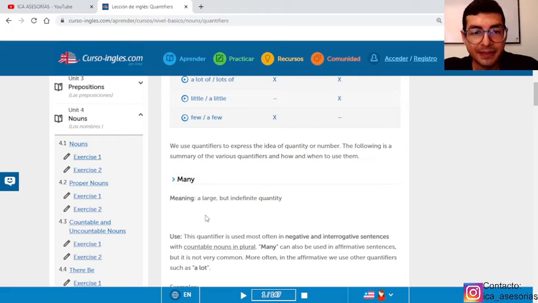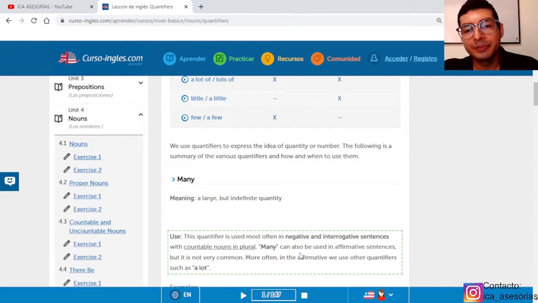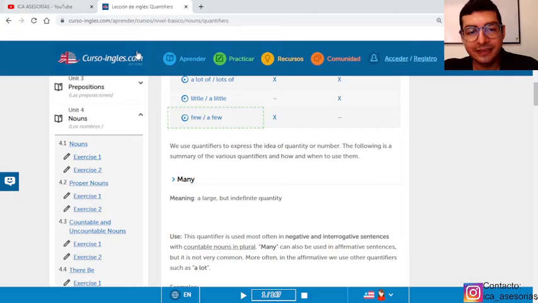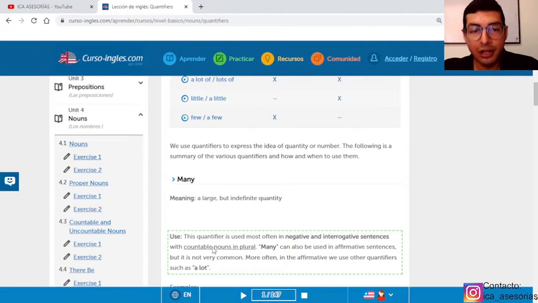Many, meaning a large but indefinite quantity. Use. This quantifier is used most often in negative and interrogative sentences, with countable nouns in plural. Many can also be used in affirmative sentences, but it is not very common. More often, in affirmative we use other quantifiers such as a lot.